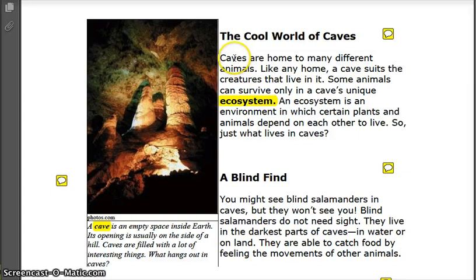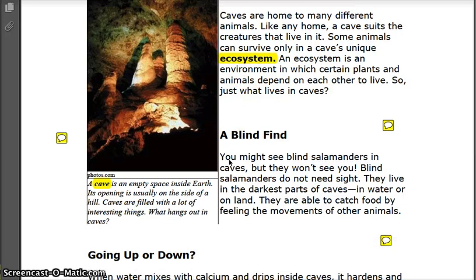So let's reread. Caves are home to many different animals. Like any home, a cave suits the creatures that live in it. Some animals can survive only in a cave's unique ecosystem. An ecosystem is an environment in which certain plants and animals depend on each other to live. So, just what lives in caves? Just like we learned in that paragraph, a cave is a place that creatures live, and an ecosystem is an environment where plants and animals depend on each other to live.